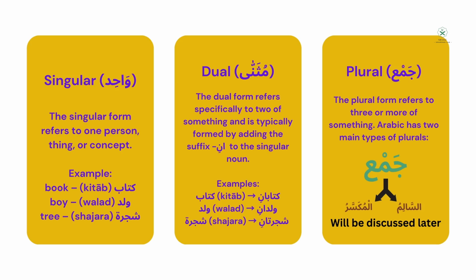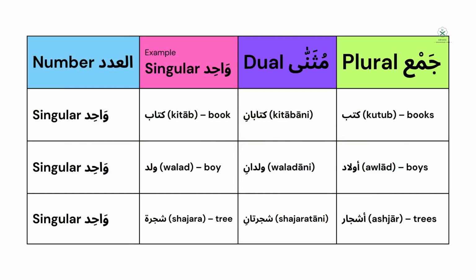Jama, the plural form, refers to three or more of something. Arabic has two main types of plurals: jama salim and jama mukassar, sound plurals and broken plurals. Here are some examples: kitab, walad, shajara.